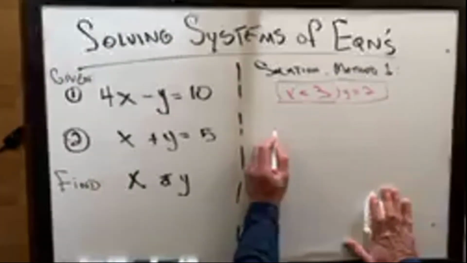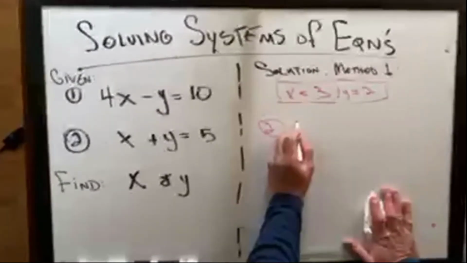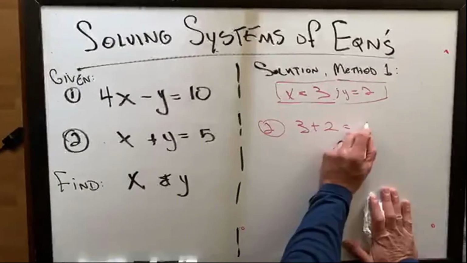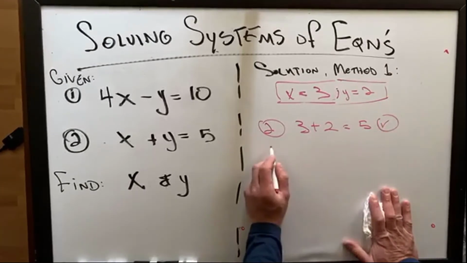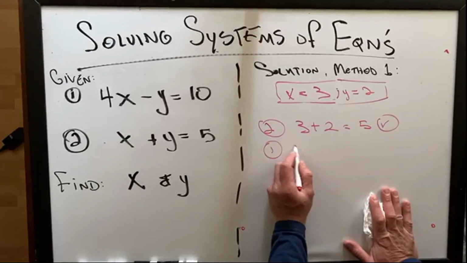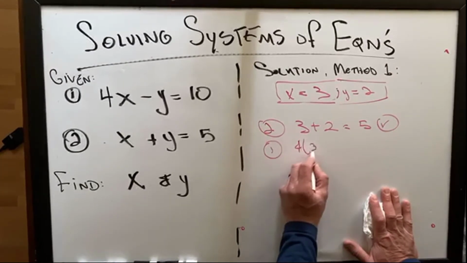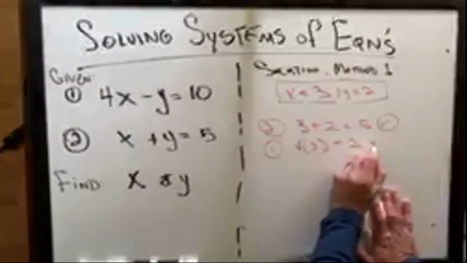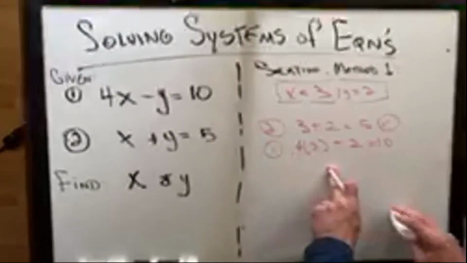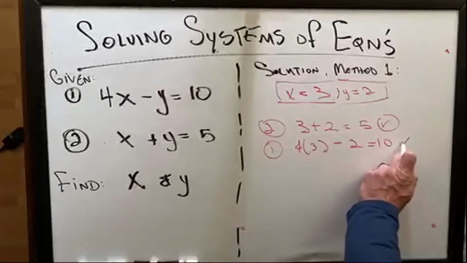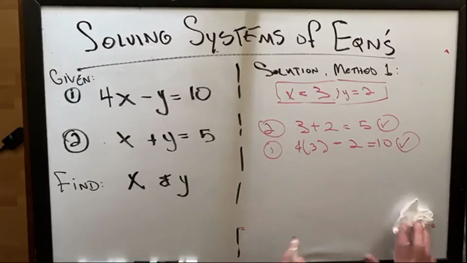If we check equation 2, 3 plus 2 equals 5. Check. And then for equation number 1, 4 times 3 minus 2 equals 10. 4 times 3 is 12, minus 2 equals 10. Check. Okay, so that's method 1.